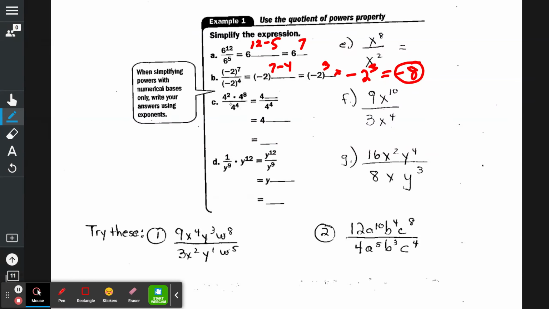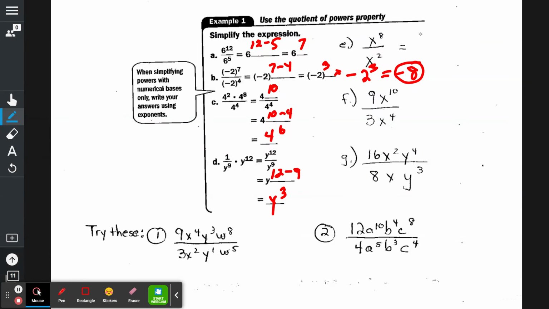Now here we're going to do a combination of product, power, and quotient. So 4 squared times 4 to the 8th is 4 to the 10th. Over 4 to the 4th is 4 to the 10 minus 4, which is 4 to the 6th. Now that's an example of something you can just leave. I don't know what 4 to the 6th is. Next one, 1 over y to the 9th times y to the 12th becomes y to the 12th over y to the 9th, which is y to the 12 minus 9, which is y cubed.